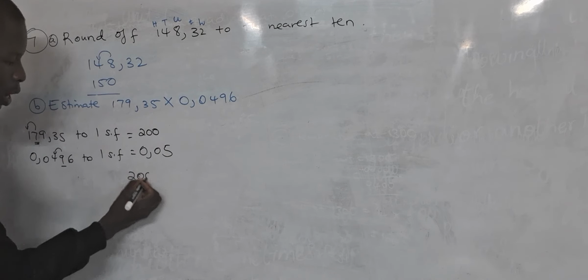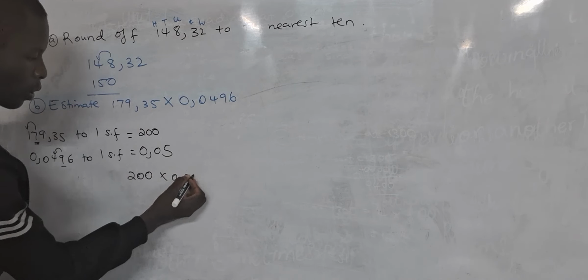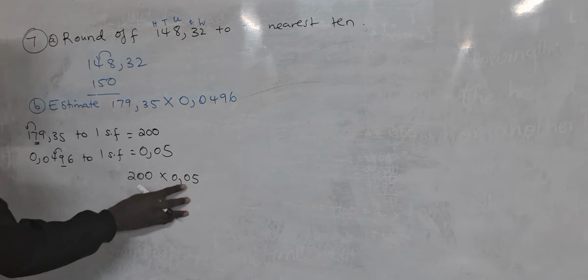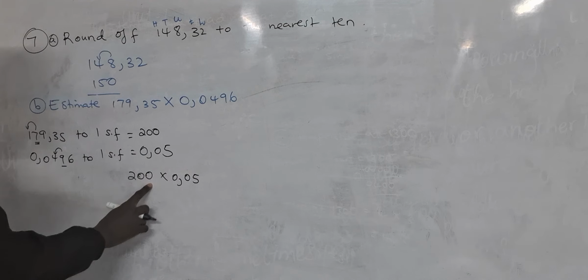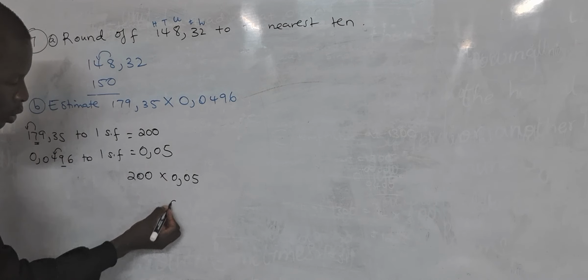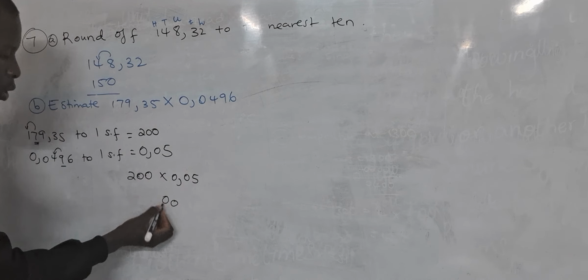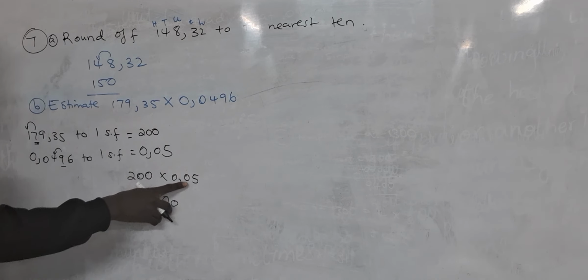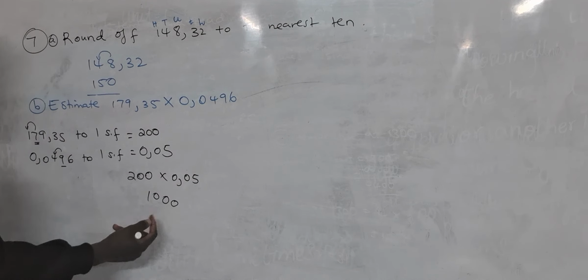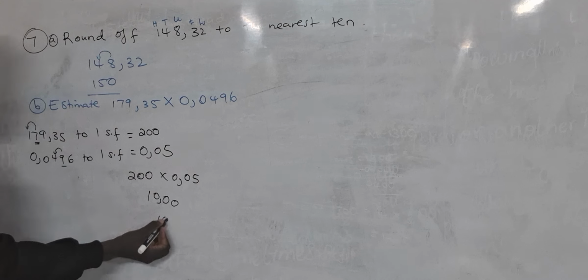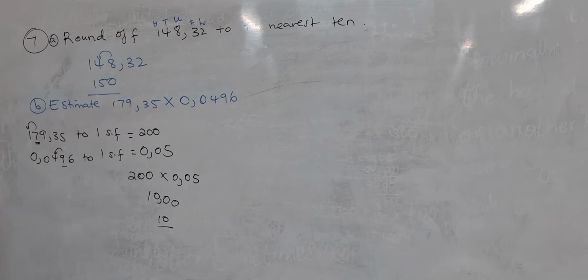Okay. Now what do you do? You multiply 200 times 0,05. So if you multiply 200 and 0,05, what is the answer? You ignore these zeros. It's something like 200 times 5. So 5 times 0, this is 0. 5 times 0, this is 0. 5 times 2, this is 10. Now how many values are there after the comma? 1, 2. So you put a comma here. So the final answer is 10.